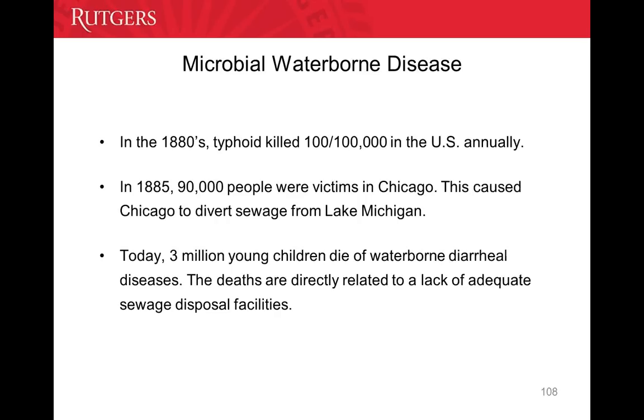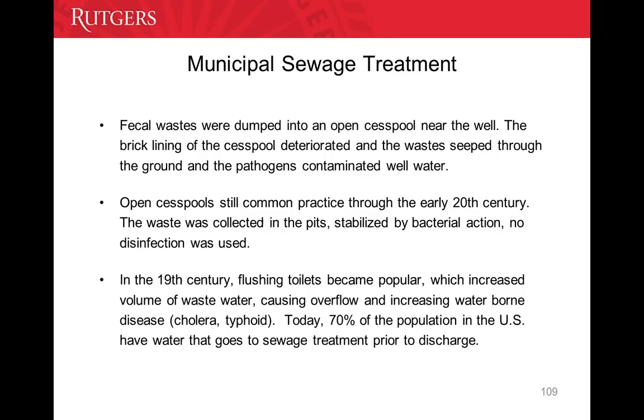Microbial waterborne disease has been a problem for a very long time. Some of the more famous incidents: in the 1880s, typhoid killed 100 out of every 100,000 people in the United States. In 1885, in Chicago, when the Chicago sewage system was diverted into Lake Michigan, 90,000 people were victims of microbial waterborne disease. Today, about 3 million kids die from waterborne diarrheal disease, and almost all of this is a result of the lack of adequate sewage disposal. It really is a big deal.